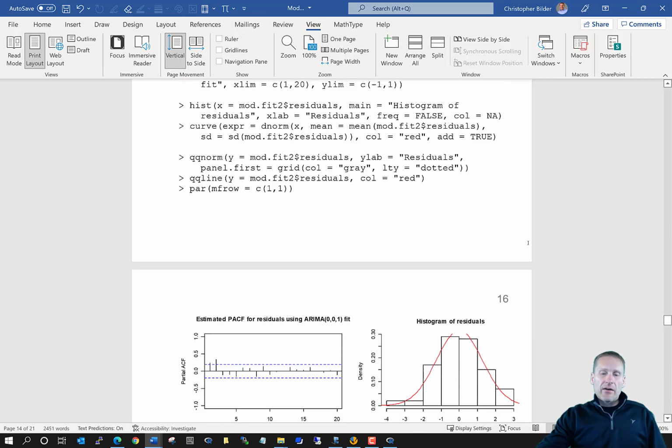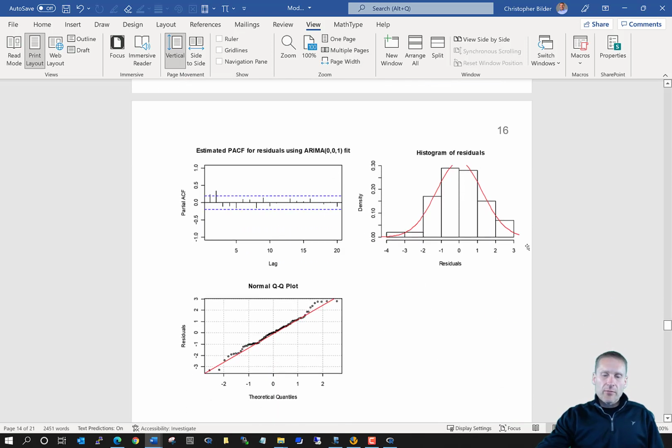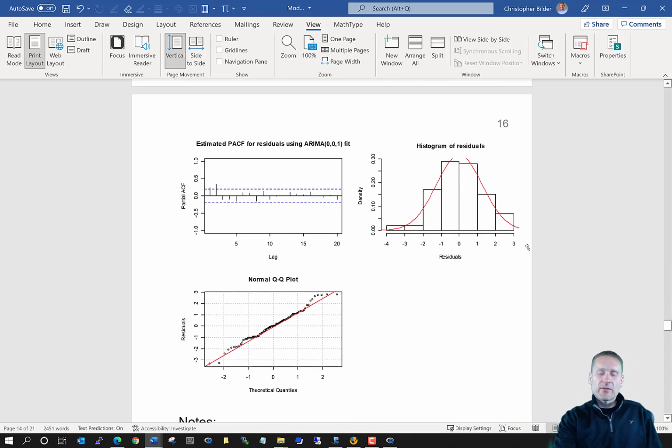So I can now look at these other plots. Look at the partial autocorrelation function plot for these residuals. Again, at lag 2 I have a significant value there, marginally at lag 1. The histogram's not too bad. The QQ plot's not too bad. We see a little bit there, but not too much.